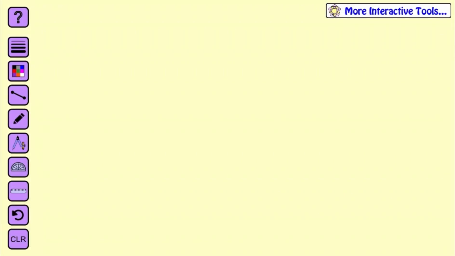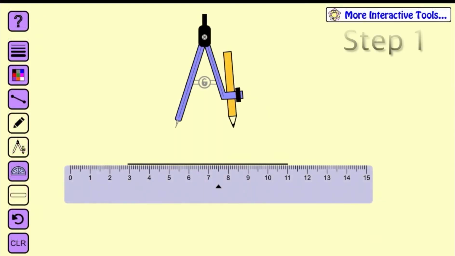The first step is to construct a 90-degree angle. Since we just did this, I encourage all of you to pause the video and try it yourselves. I'll be speeding up the video so you can follow along.